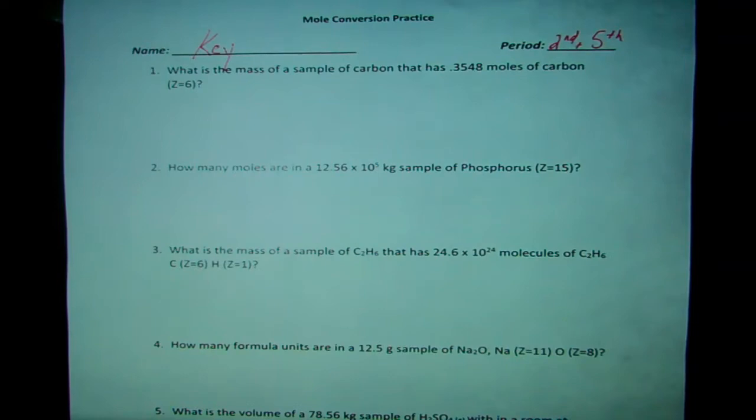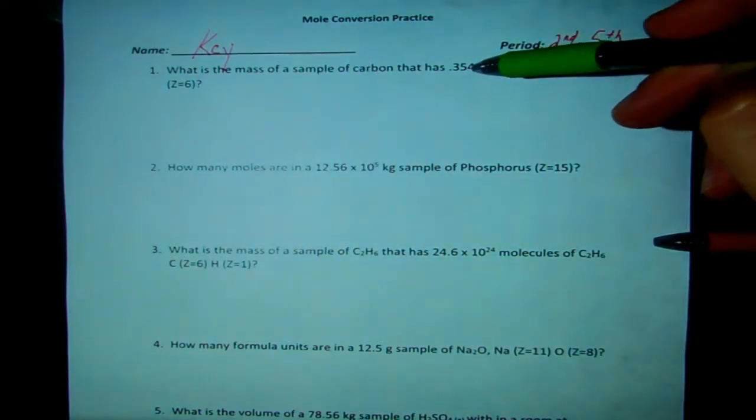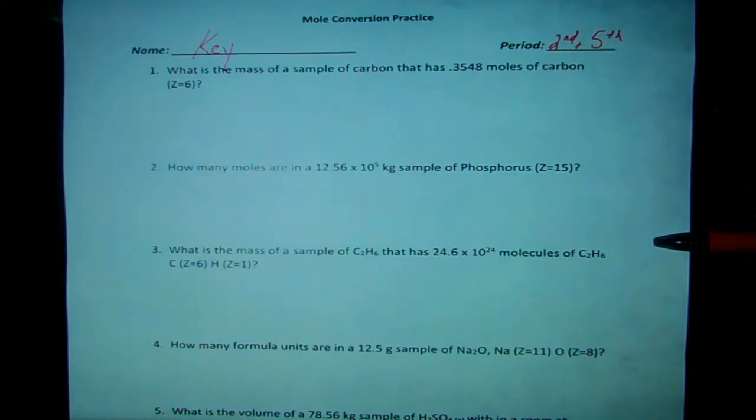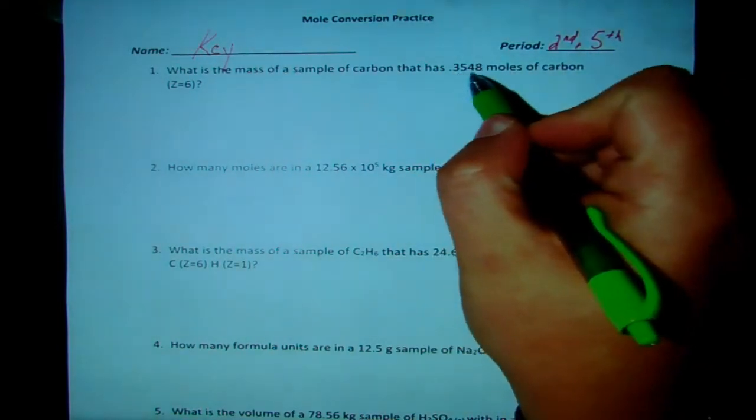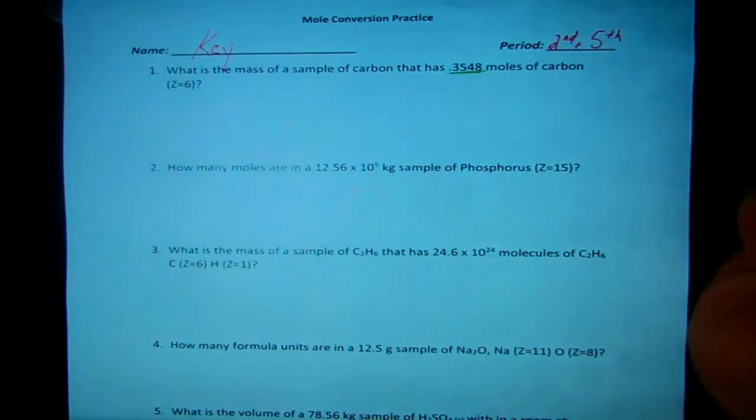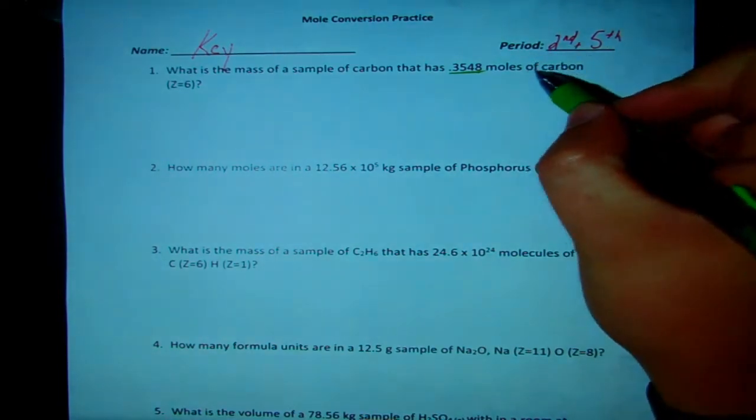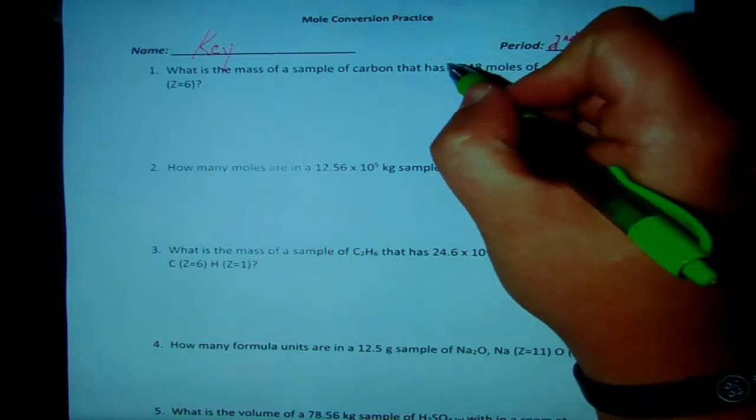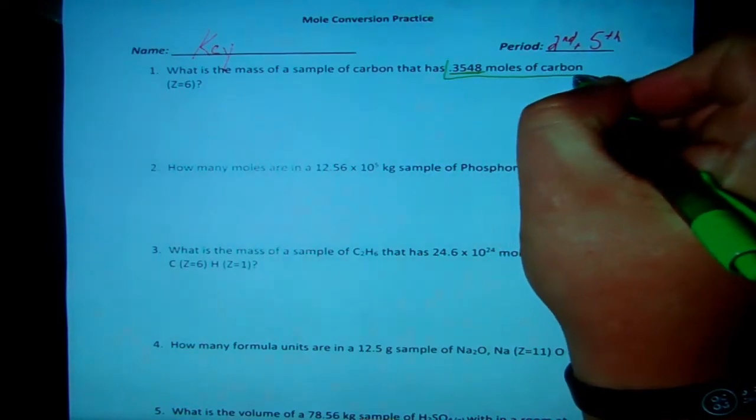So in this, we're going to work as we've been working. So use some different colored pens here. First we are going to look at number 1. What is the mass of a sample of carbon that has 0.3548 moles of carbon in it? In this, mark your starting point. The dead giveaway is the number. The number I give you and those units are telling you the starting point. So I'm going to start right here.